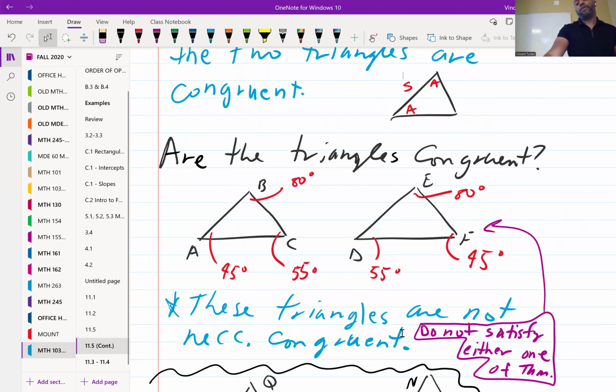So once again, you have three angles that are equal. Our theorems, one is side, side, side, one is side, angle, side, and one is angle, side, angle. But neither one of them is angle, angle, angle. So this is not enough information to determine if they are congruent.